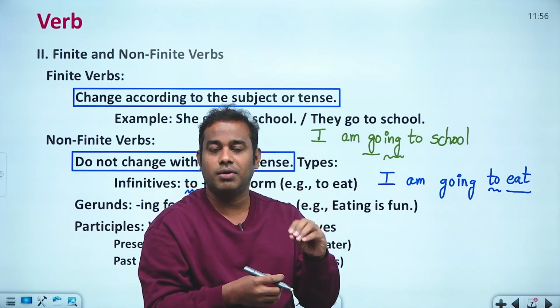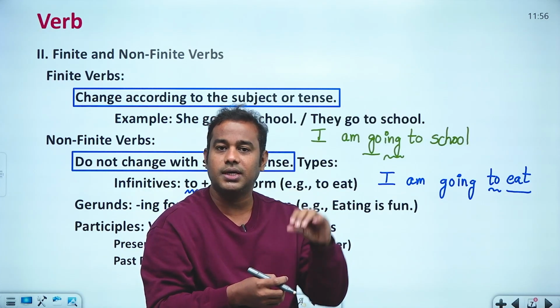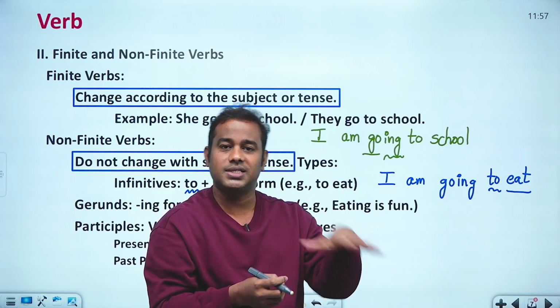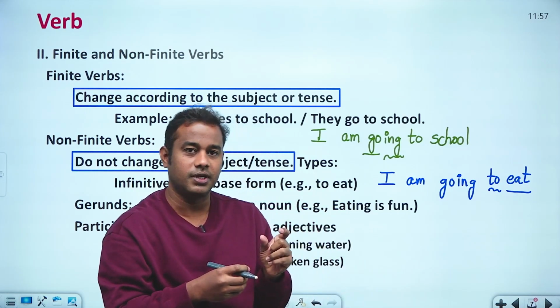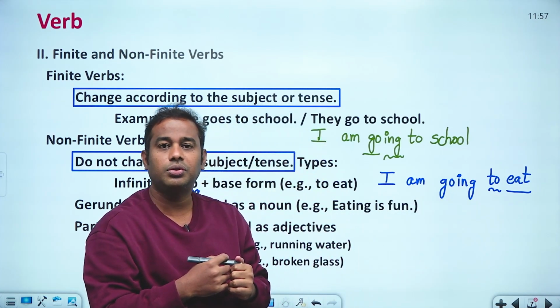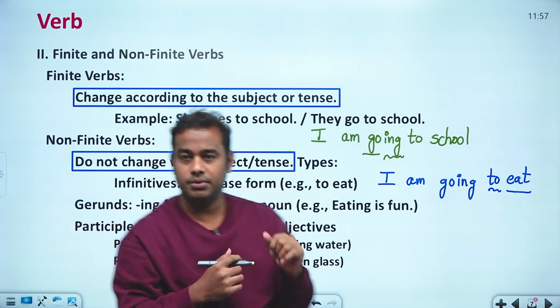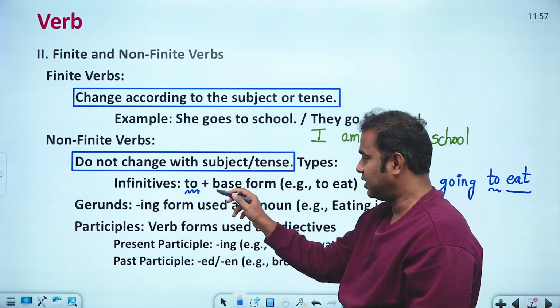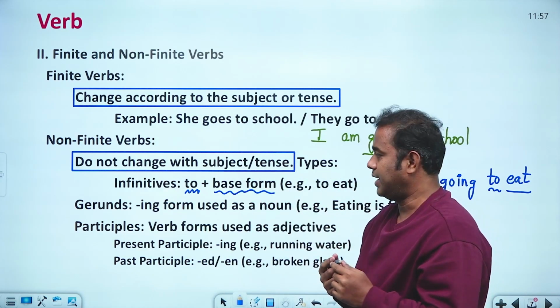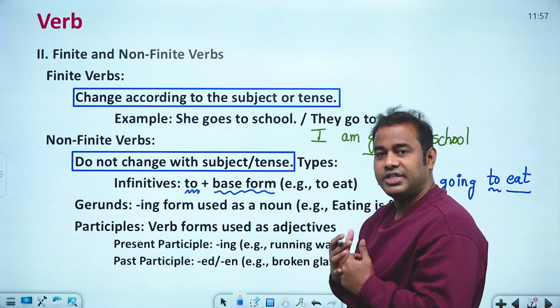When you start eating, it is not necessary that it takes less than 5 minutes, less than 10 minutes, or exactly 5 minutes. There is no time bound for that. So in such cases we will use this "to" in front of the base verb. You can take any base form and use it. So that's one category. The next one is gerunds.